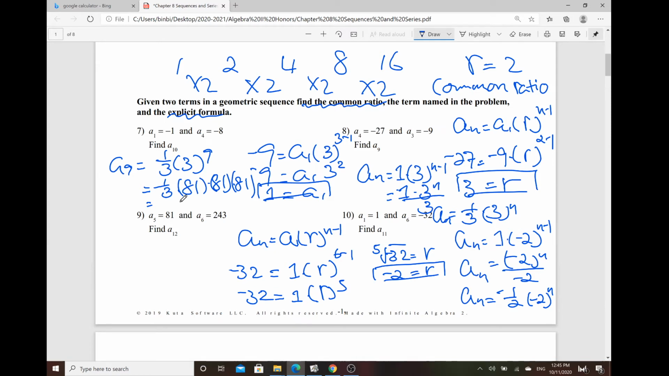So it's 531,441 divided by 3. So it's 177,147. It's a huge number here. So you're just plugging that in to find a sub 9. Okay, so that one is considered exponential.